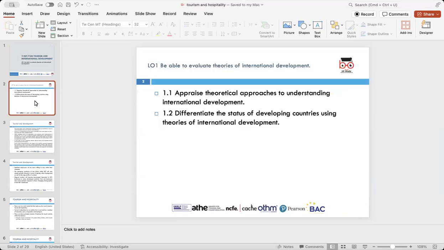So we'll go through appraising theoretical approaches to understanding international development, and then the second topic will be differentiating the status of developing countries using theories of international development.